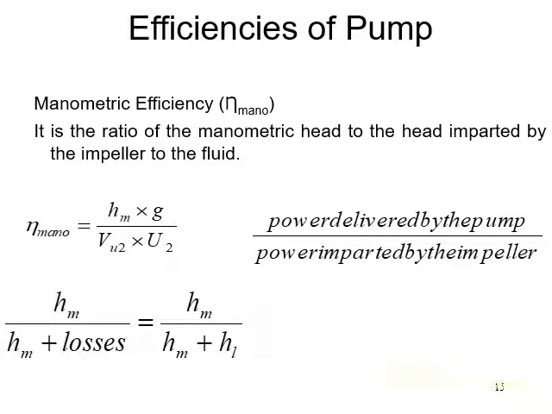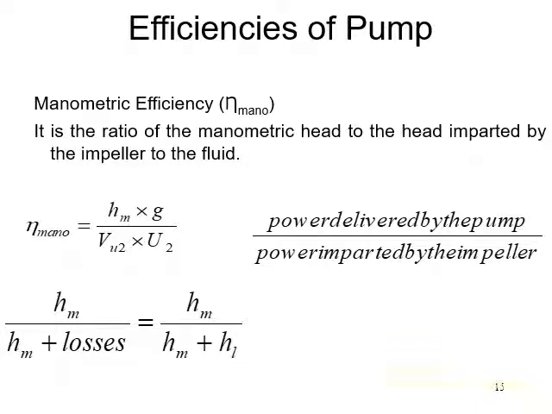Next, efficiencies of pump. The first one is manometric efficiency, denoted by eta manometric. It is the ratio of the manometric head to the head imparted by the impeller to the fluid. So the manometric efficiency is equal to H_m, the manometric head, times g, divided by V_u2 times u2.